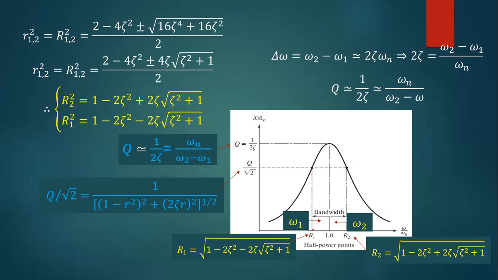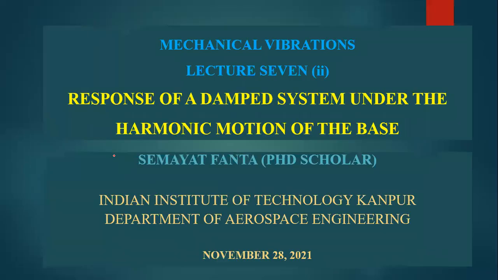So this R value is this one, and this R equation is this one. So this is what we call the quality factor Q and the bandwidth. The difference between R2 and R1 will give us the bandwidth. So this is another lecture.